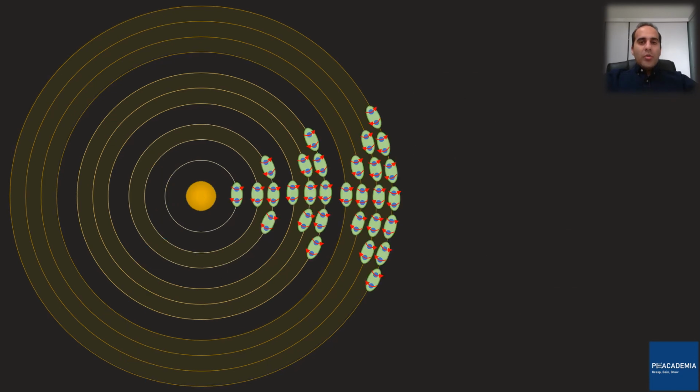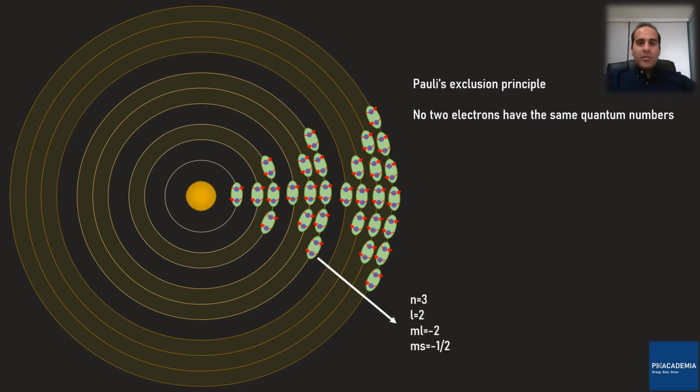Now that the 4 quantum numbers are introduced, it is the time to talk about a very important principle called Pauli's exclusion principle. This principle simply states that no 2 electrons can have the same 4 quantum numbers. For example, the 4 quantum numbers associated with this electron are these. If I grab another electron, let's say this one, its 4 quantum numbers are these. As you can see, the 4 numbers are never the same.